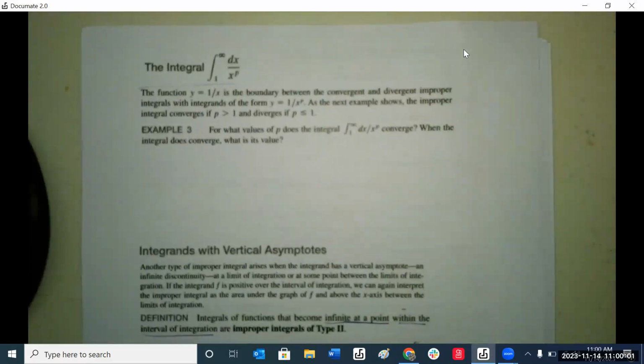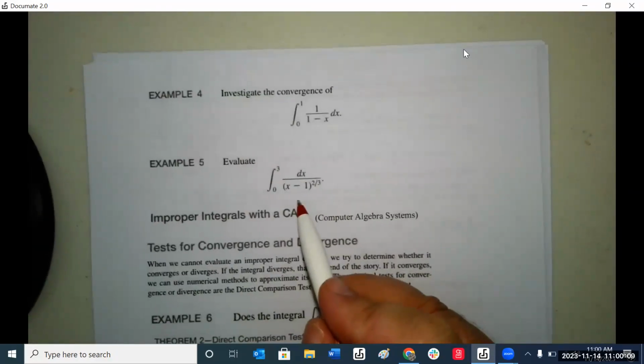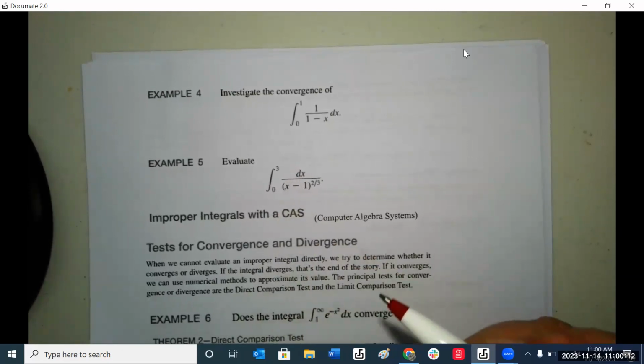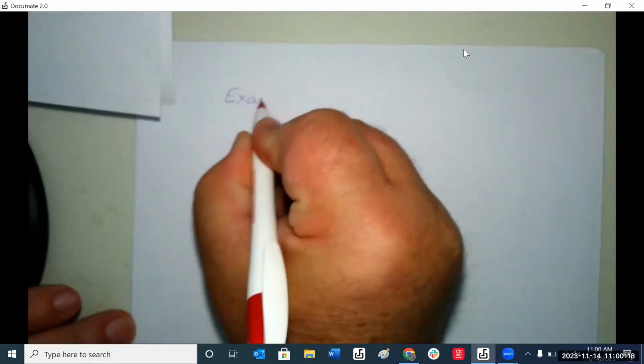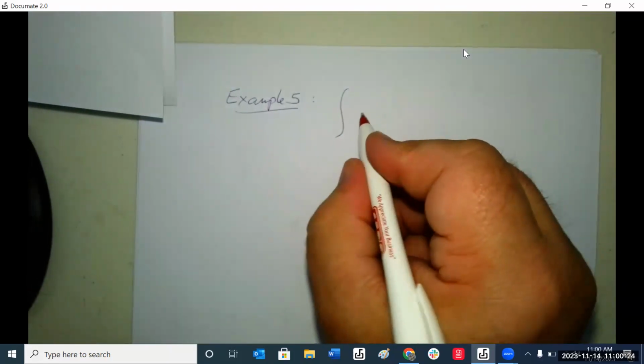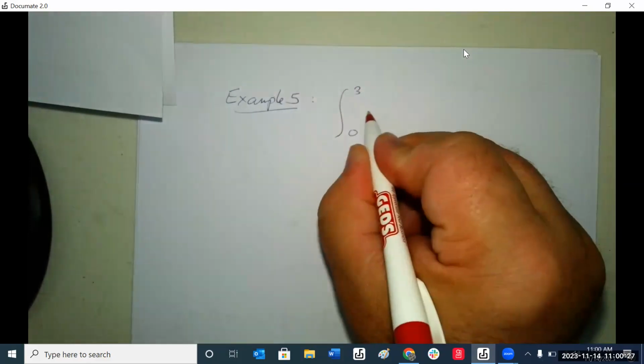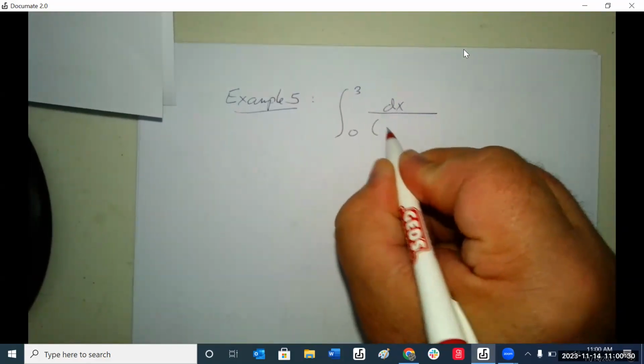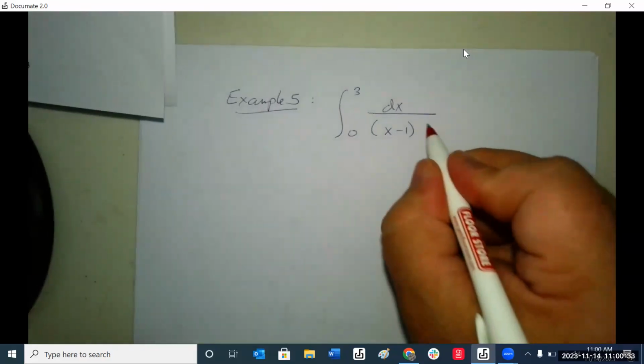All right, once you understand how to apply those functions, let's look at Example 5. Evaluate this integral from 0 to 3 of dx over x minus 1 to the 2/3 power.